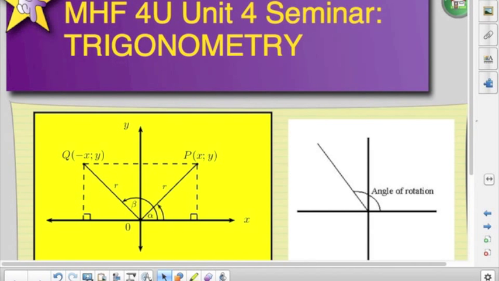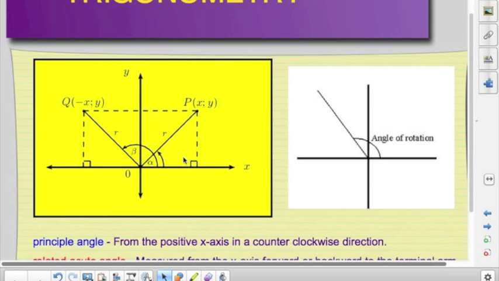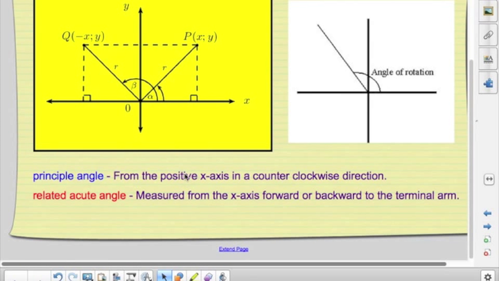Now, when we're talking about actually drawing our triangles, our bow tie triangles in different quadrants, you have to know the difference. You're going to be asked for the principal angle and the related acute angle.